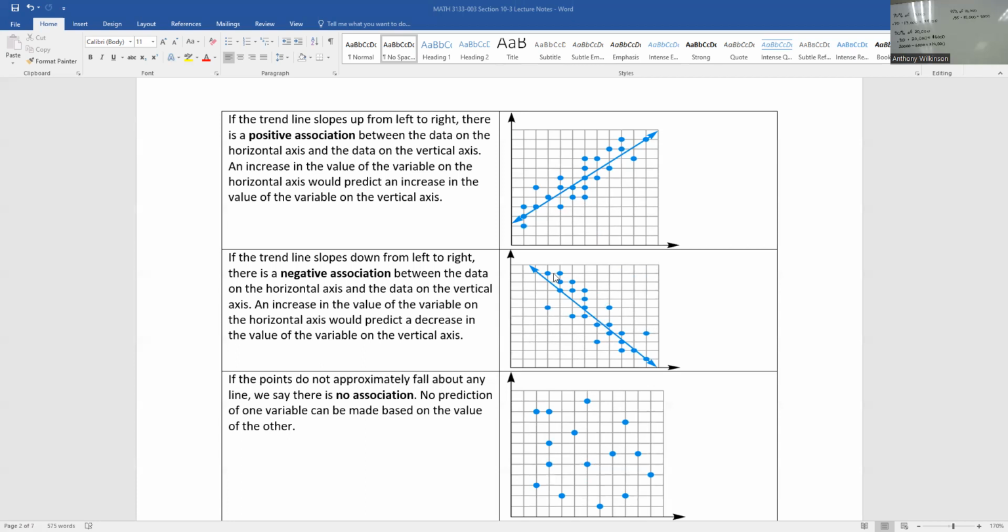Now for a negative association, notice that your points will be falling from left to right. It slopes downward. That means as your x value increases, your y value on the vertical axis will decrease.